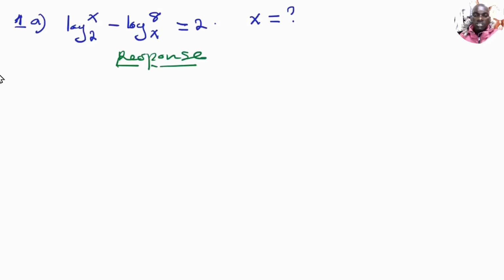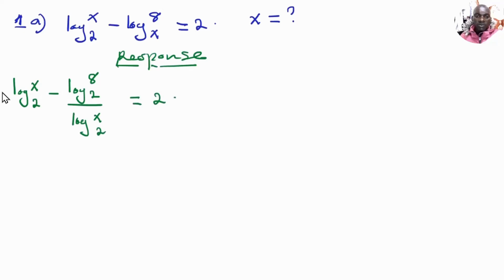So let's now change this logarithm to be in base 2. For the first one, we are going to have log of x base 2 minus, and we are changing this log of 8 base x to base 2, and it's going to be the same as the log of 8 base 2 divided by log of x base 2. This is equal to 2. So from here, we can simplify further. We are going to have the log of x base 2 minus the log of, so 8 is the same as 2 raised to power 3, then base 2, divided by the log of x base 2, still equals 2.